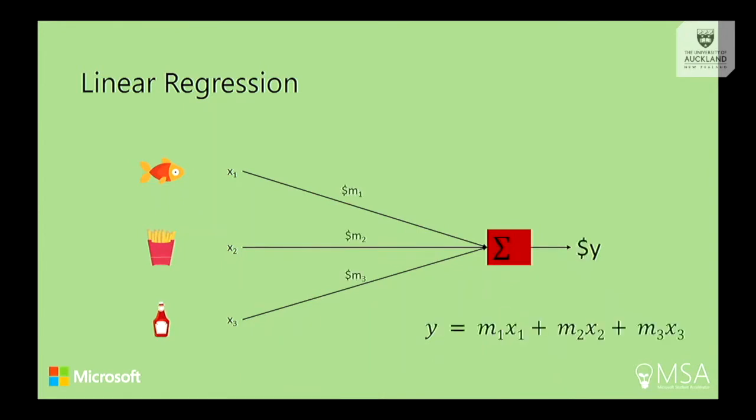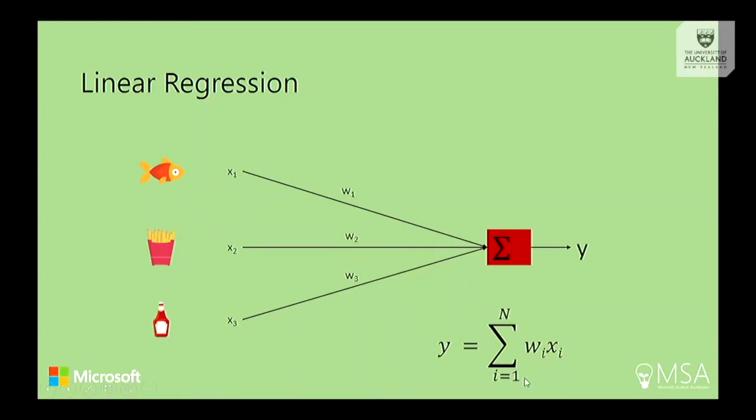So you can write it as y equals m1 x1 plus m2 x2 plus m3 x3, or writing it a bit more concisely, you can say that it's all the w times x's summed up would give you the y. And this is basically linear regression. Who's heard of linear regression before?